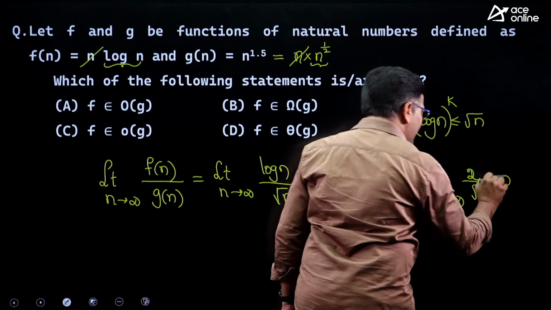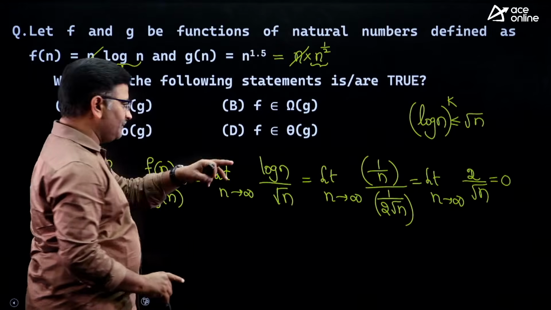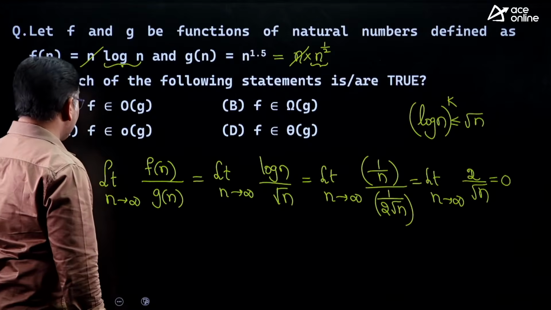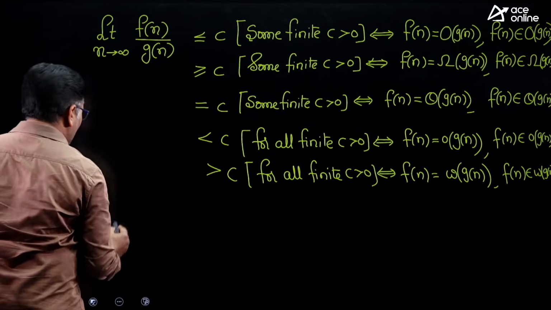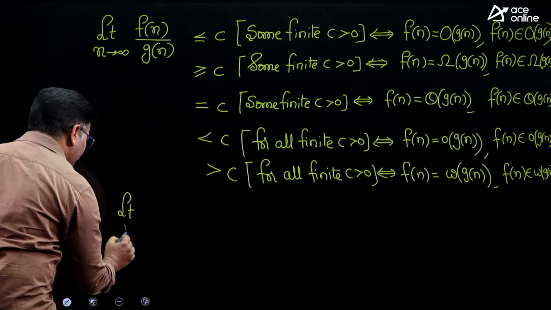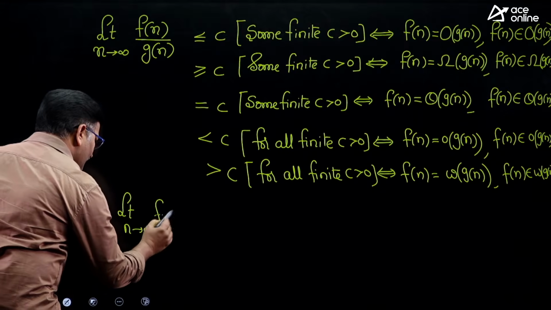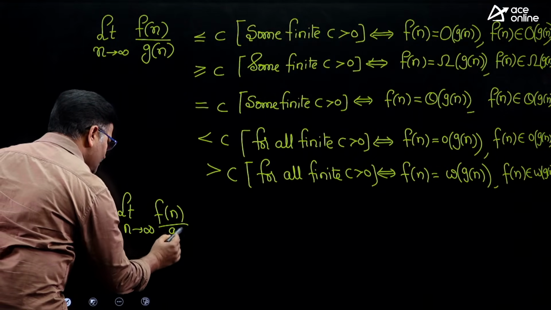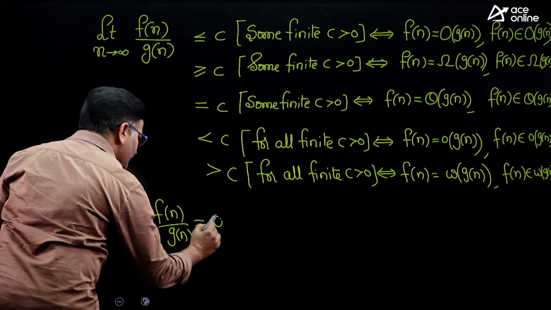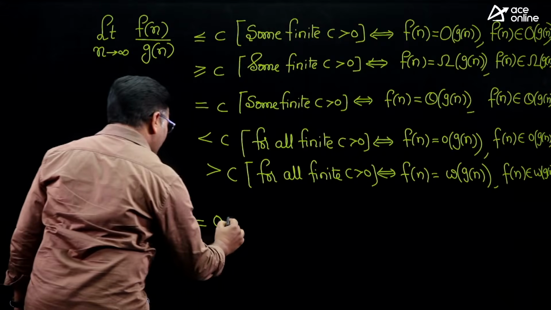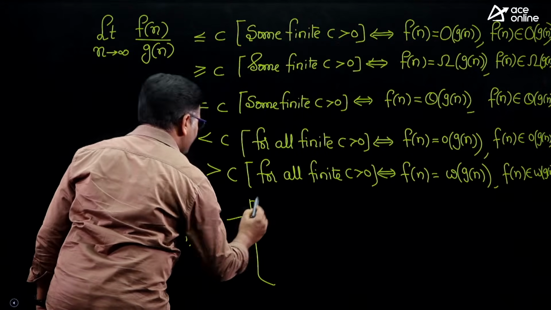So whenever you are getting the value 0, now you can compare with the previous formula which I explained. See here friends, now we are getting limit n tends to infinity f of n by g of n equals 0, right friends. Now we can compare with these 5 possible cases.